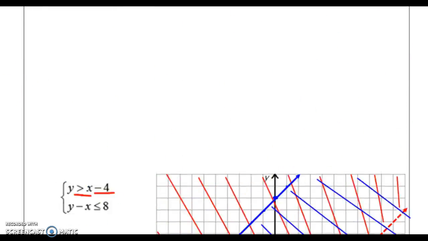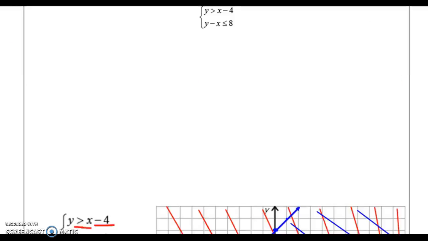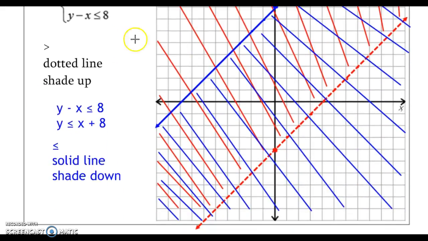Now remember what the question is asking. The question is asking to identify one solution to the system of inequalities, and we also need to find one point that does not solve the system of inequalities. So those two things are going to be found on the graph. A solution to this system of inequalities is going to be a point that is in the double shaded region. So any point that's here is a solution. I like to go by my old standby 0, 0. That point in this case is in the solution set. It's in both shaded regions.